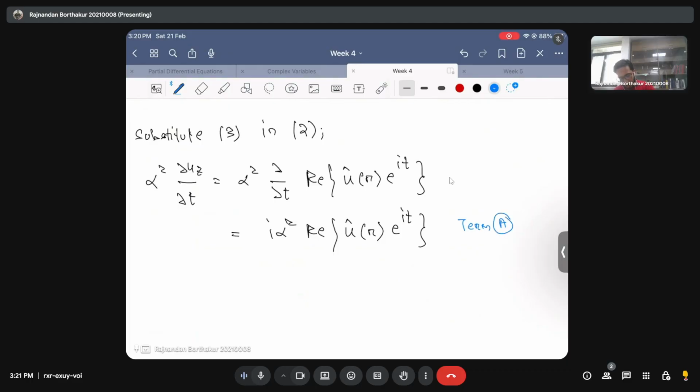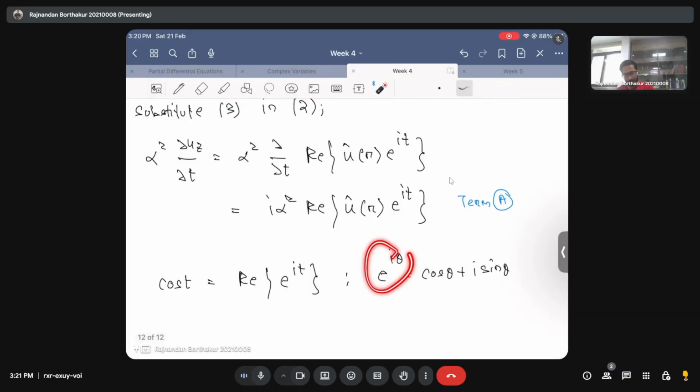Let's look at term B. So the term B is just cos t. So this is simple because I can write cos t as just the real part of e power I t. Okay, so this is from Euler's formula, that I hope you understand, that e power I theta is equal to cos theta plus I sin theta. And then the real part of this e power I theta is going to be this cos theta. That's exactly what we are writing here. Okay. All right. So that is your term B.